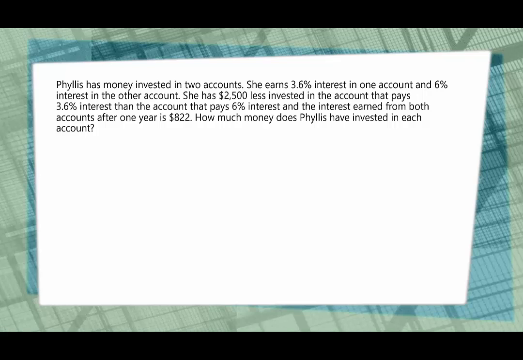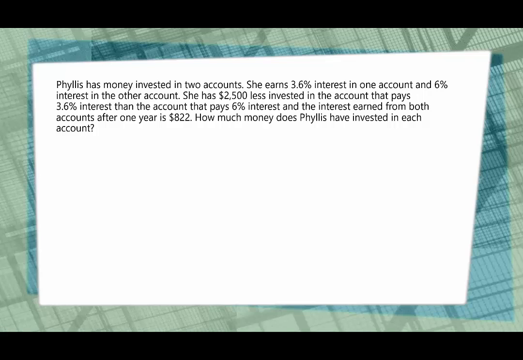One more example. Phyllis has money invested in 2 accounts. She earns 3.6% interest in one account and 6% interest in the other account. She has $2,500 less invested in the account that pays 3.6% interest than the account that pays 6% interest. And the interest earned from both accounts after 1 year is $822. How much money does Phyllis have invested in each account?